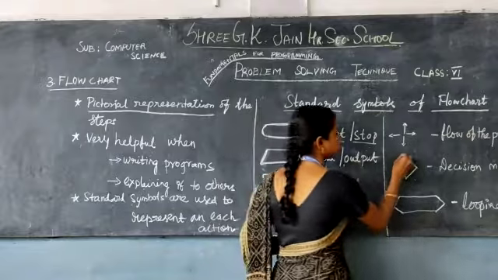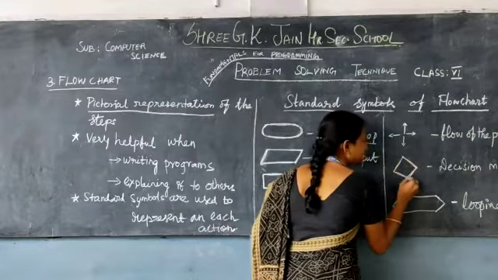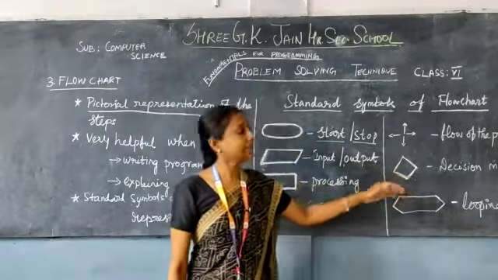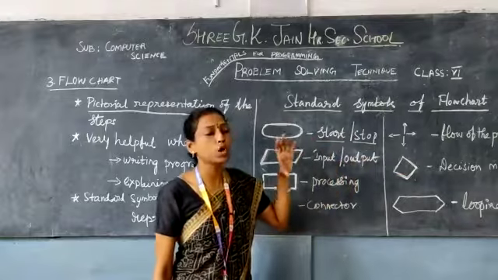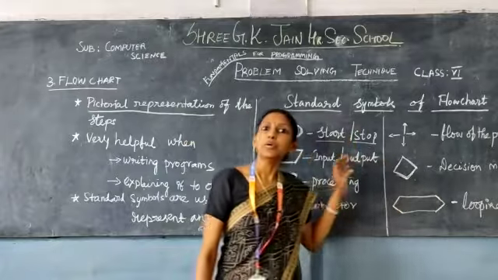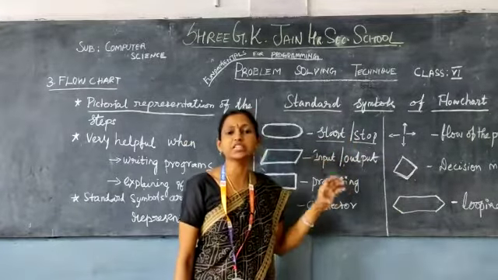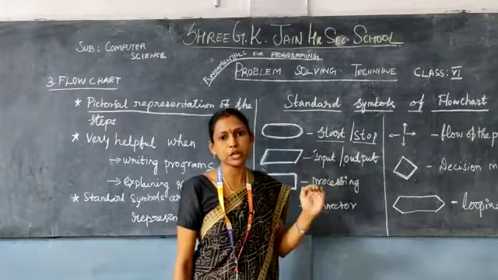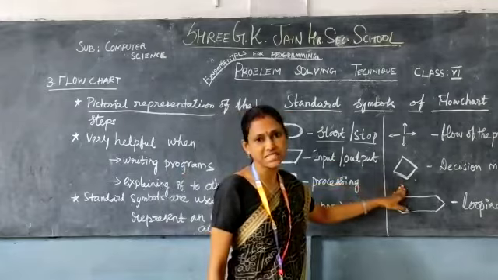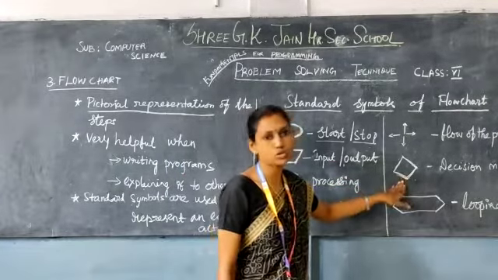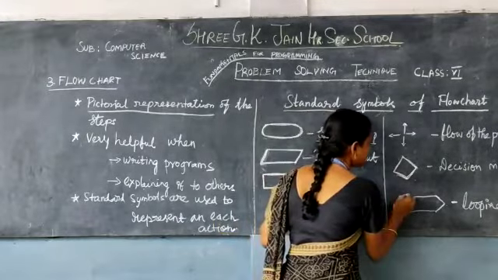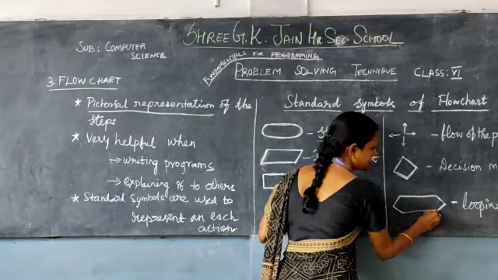Okay, next one is decision making. This diamond symbol denotes the decision making statement. In the algorithm we have seen a small step where we made a decision based on a condition: if sales is less than or equal to 5000, print, otherwise no. When taking a decision like that, we have to use this diamond symbol.